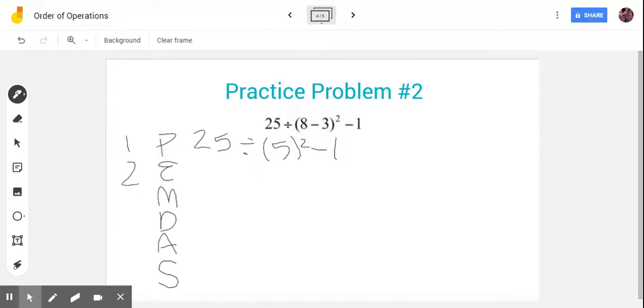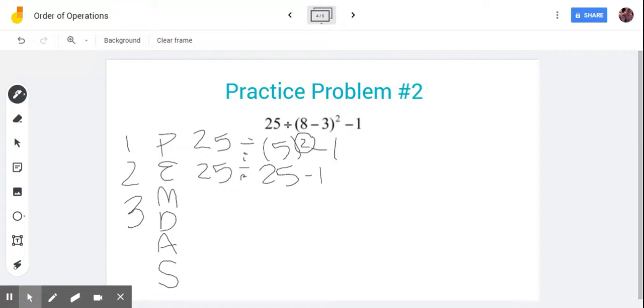Where are there exponents? The only one I see is right by this 5, so we're going to write that down. 25 divided by 5 squared. 5 squared is 25. Now we're going to go to our third step. 25 divided by 25 minus 1.